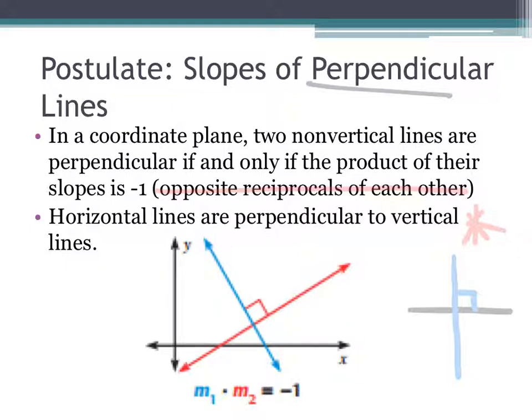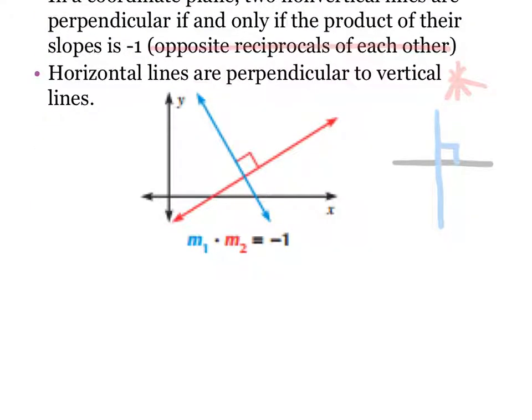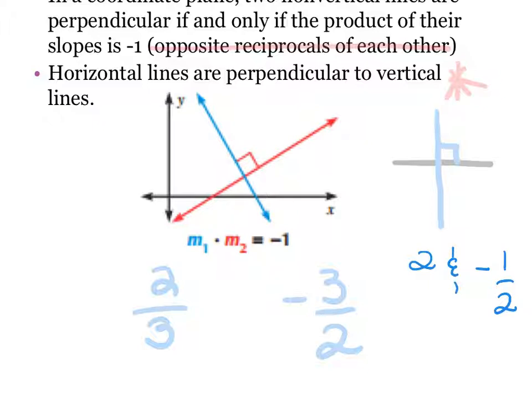What I mean by opposite reciprocals: let's say the first slope I calculated gave me a slope of 2/3. An opposite sign and a reciprocal to 2/3 would be -3/2. So when you have two slopes that are opposite signs and flipped reciprocals of each other, those form perpendicular lines. Now let's say it's a whole number, an integer, let's say it's 2. Then the opposite reciprocal to 2 would be -1/2. So these are opposite reciprocals.